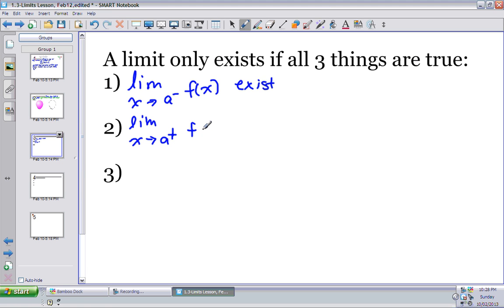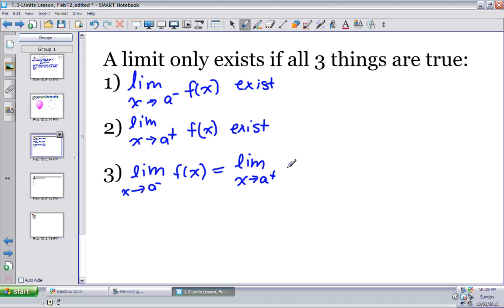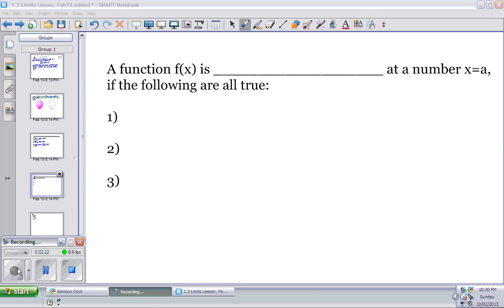And so the limit as x approaches a from the right of f of x also has to exist. And then the final third thing is that the limit as x goes to a from the left of f of x must equal the limit as x goes to a from the right of f of x. So 1 exists, 2 exists, 3 is that those two things must be equal, and this means that the limit does in fact exist. So just like before, we were saying if the limit exists, well, now we want to be able to say if the function is continuous or not.